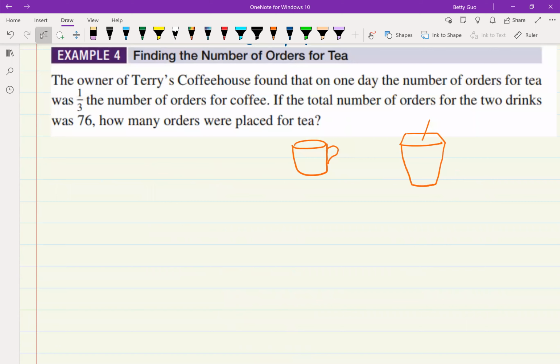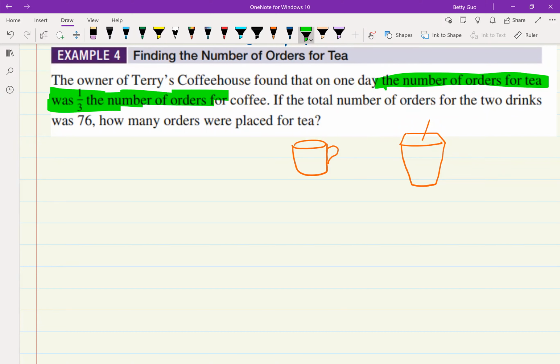Finding the number of orders for tea. Let's see what happened in this problem. The owner of Terry's coffee house found that on one day, the number of orders for tea was 1/3 the number of orders for coffee. Yeah, this is a very important condition: the number of orders for tea was 1/3 the number of orders for coffee. Let me highlight it.